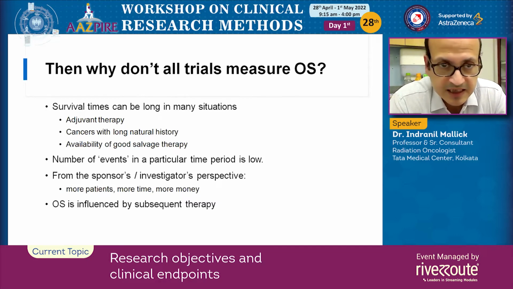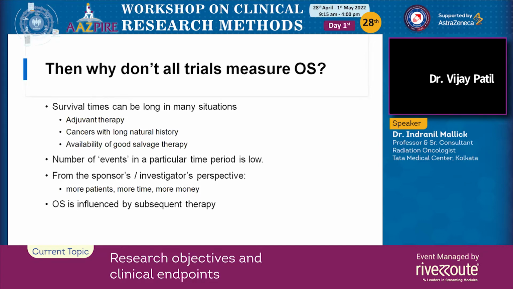Because there are certain practical disadvantages. Survival times can be long in many situations, especially when we are dealing with trials of adjuvant therapy or cancers with a long natural history like prostate cancer and breast cancer, or the availability of good salvage therapy, which can then delay death, which is the outcome measured in the overall survival endpoint.